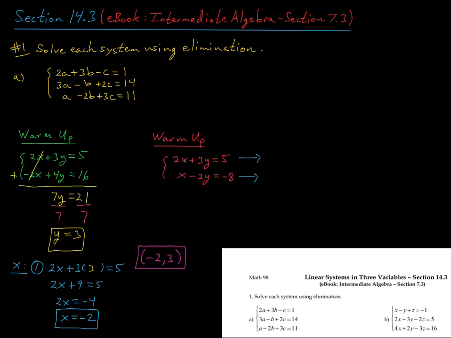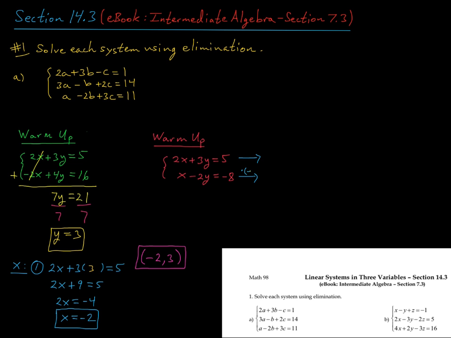Okay, so let's see here. Now, I have a 2x here, so if I were to multiply this x by negative 2, then I'd be in good shape because I'd have 2x and a negative 2x. But I have an equation here, so I have to multiply both sides of the equation by negative 2. And on the left, I have to multiply this entire expression, x minus 2y, by negative 2.